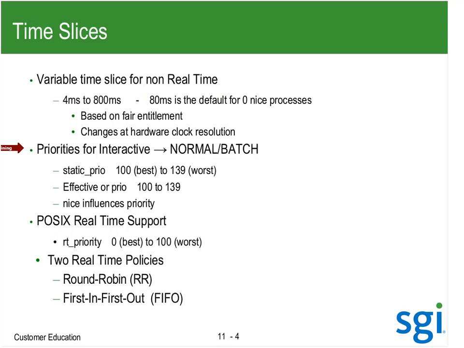Now, we have a priority scheme in the kernel. There's something called static PRIO, and for the interactive user and batch, that's anywhere from 100 to 139. Then there's an effective PRIO, and then the nice value affects the priority. Now, in the real-time market, real-time priority, 0 is the best and 100 is the worst.